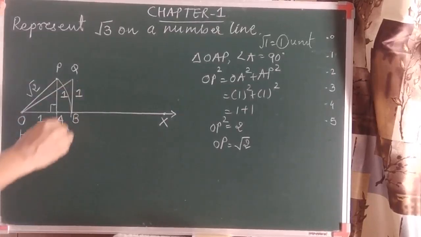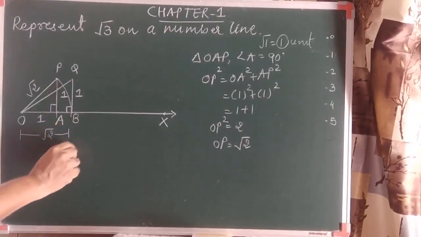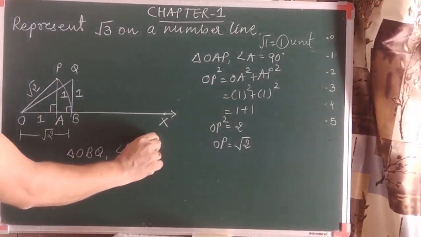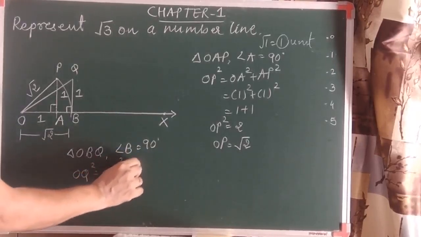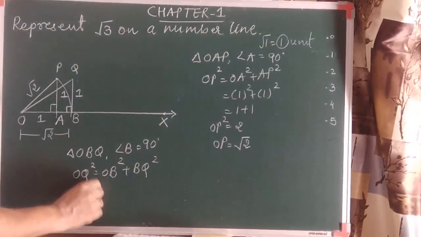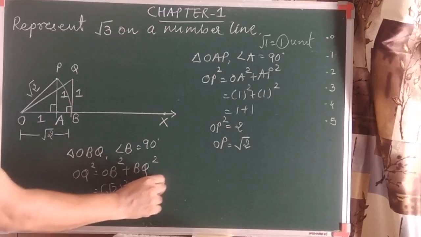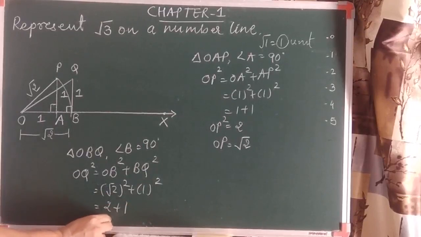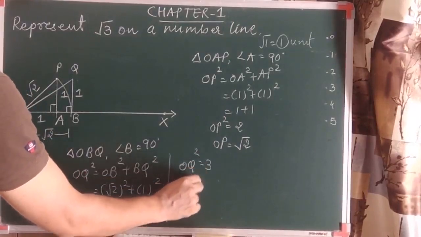Now you can see again we obtain a right angle triangle, which is triangle OBQ. B is the right angle. Again I use Pythagoras. OQ is the hypotenuse. The square of the hypotenuse is equal to the sum of the squares of the remaining two sides. What is OB? As we discussed, it is root 2. BQ is 1. What is the square of any irrational number, that means a root number? The number itself. So what do we obtain? 3. OQ square is 3, so OQ is equal to root 3.